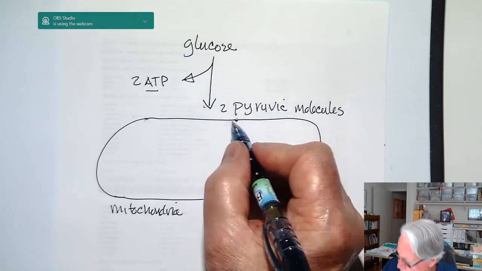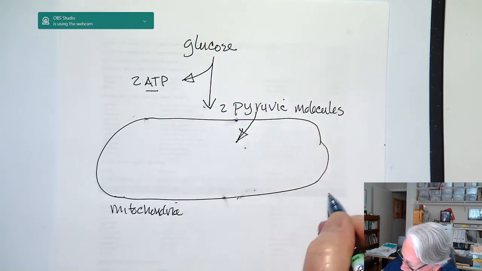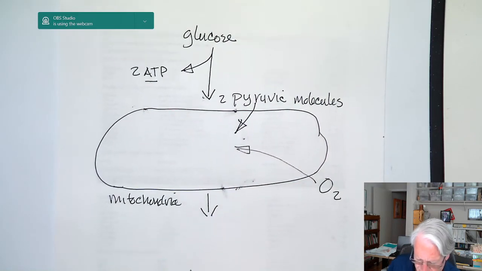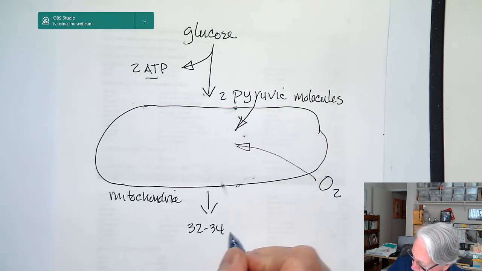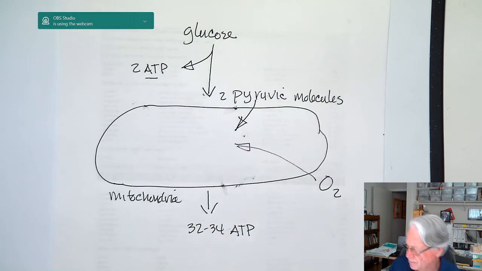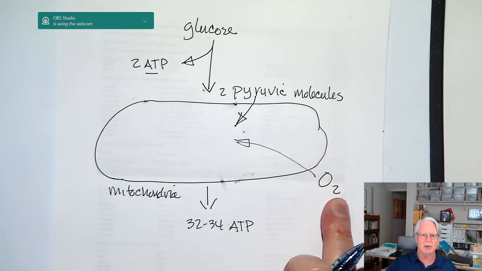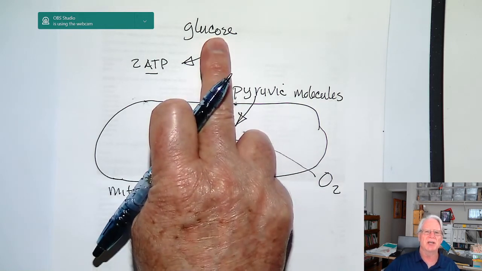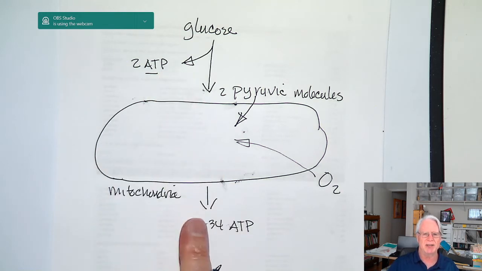But I can get more. So I can take these 2 pyruvic molecules, put them into the mitochondria along with oxygen, and out at the other end, I can get around 32 to 34 molecules of ATP. But I need this, the mitochondria, and I need this, the oxygen, to get that. So the most efficient system in producing ATP from a single molecule of glucose would be as if we had oxygen and mitochondria available to fully process that molecule to get the maximum amount of ATP out of it.